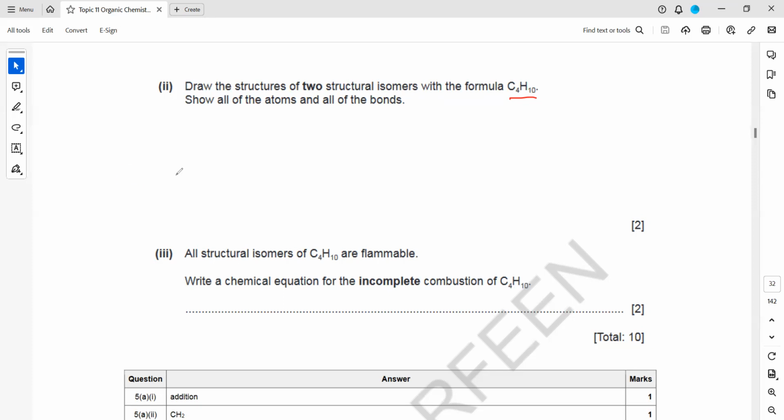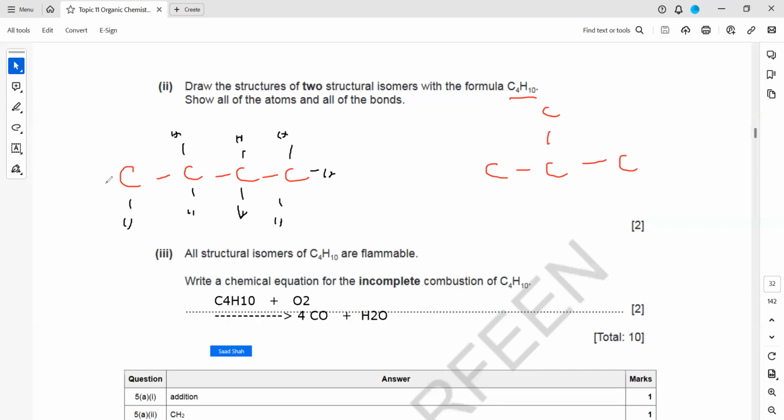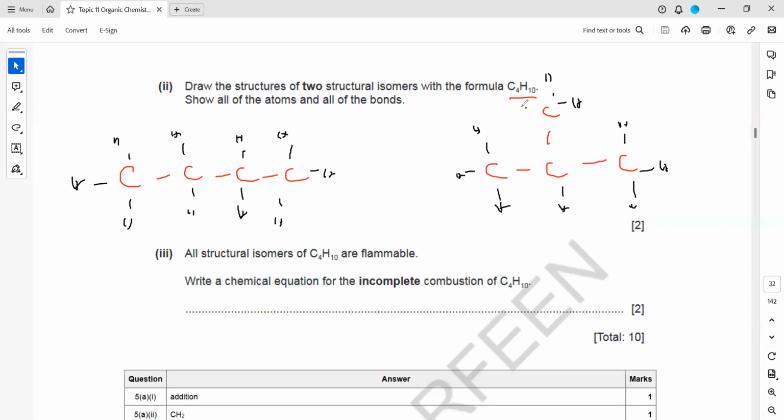So for C4H10, we draw 4 carbon atoms in a straight chain. And if you want to make a branch for alkanes, you cannot make a branch with the first or the last. A branch is always from the second to the second last. Then this will have 3 hydrogens. This will have 2 hydrogens. This will have 2 hydrogens. And this will have 3 hydrogens. This will have 3 because one bond is there. This will have 1 hydrogen. This will have 3 hydrogens, and this will also have 3 hydrogens.